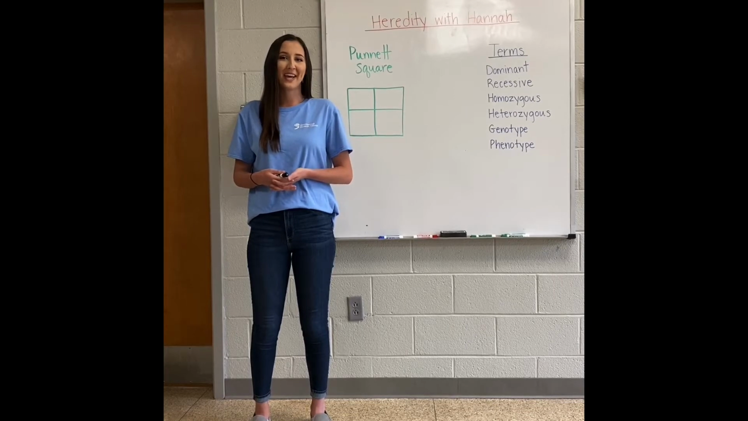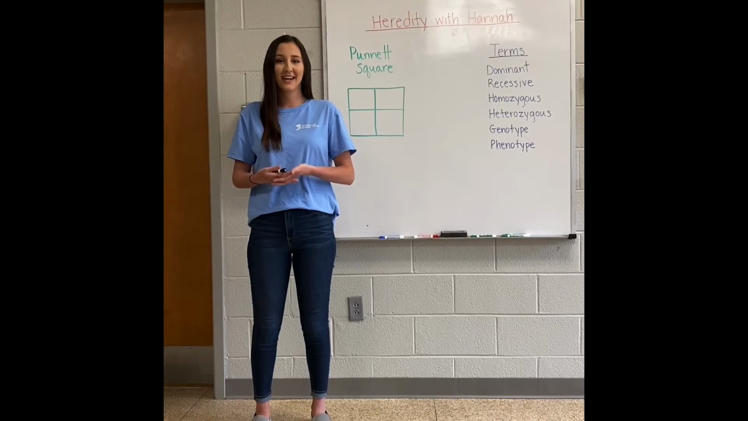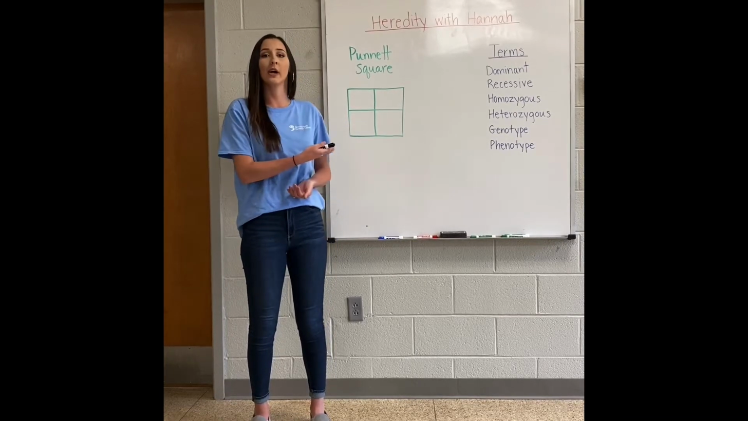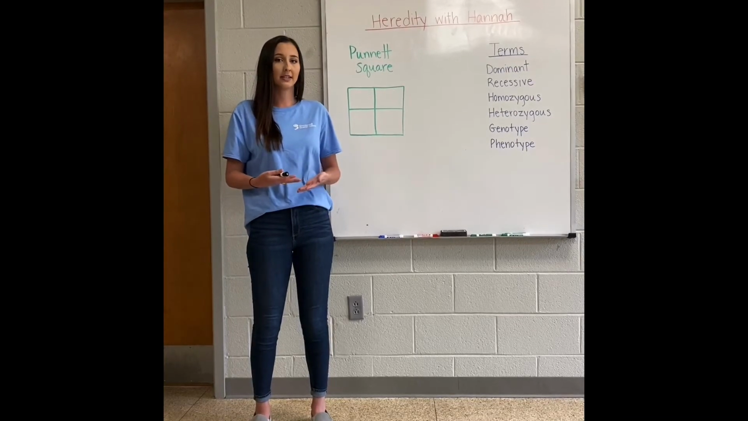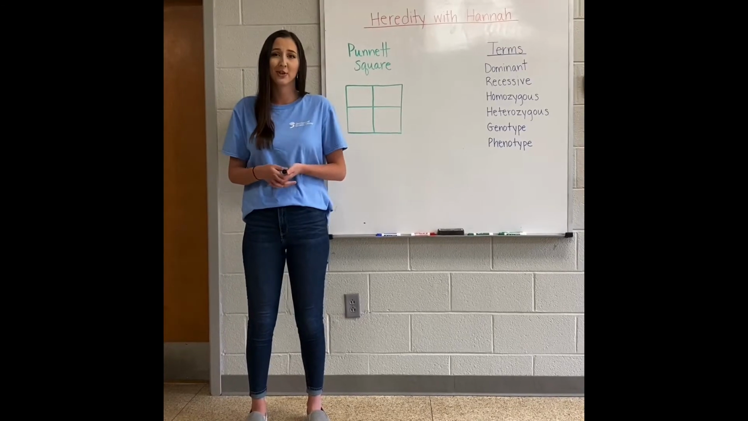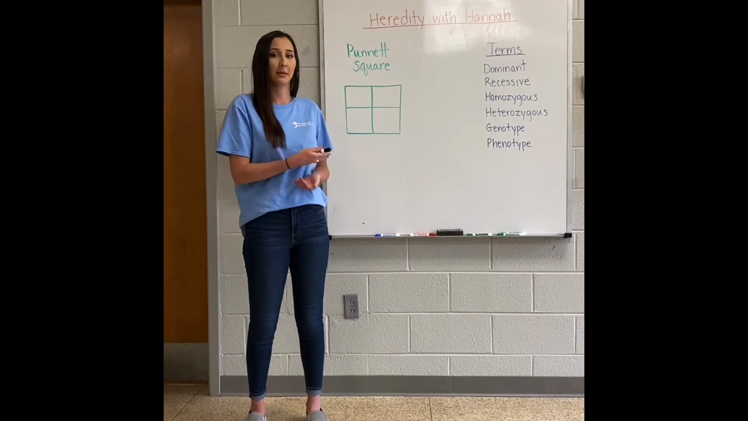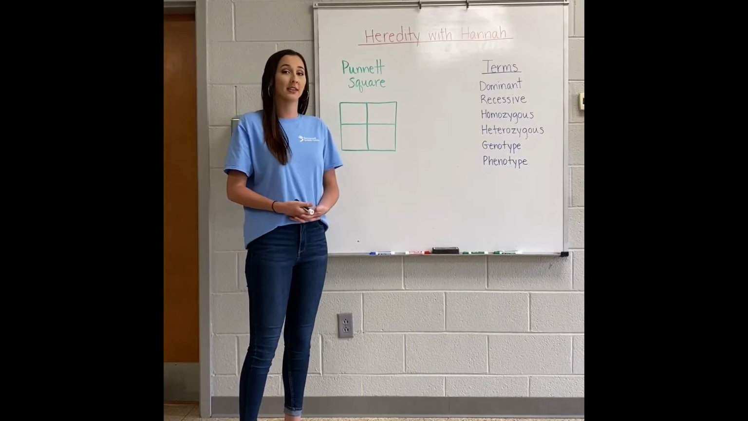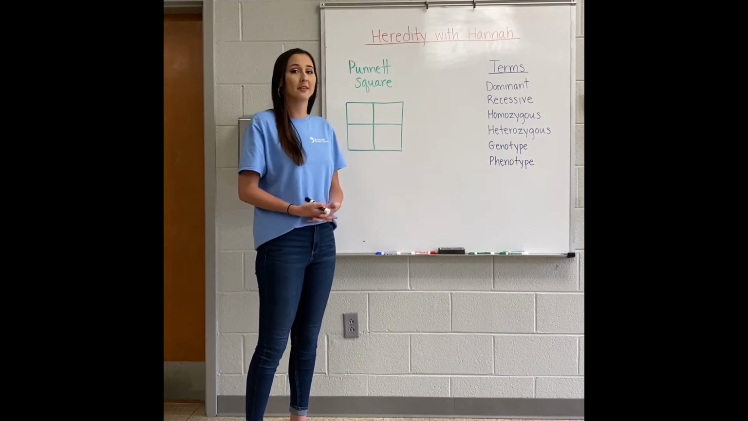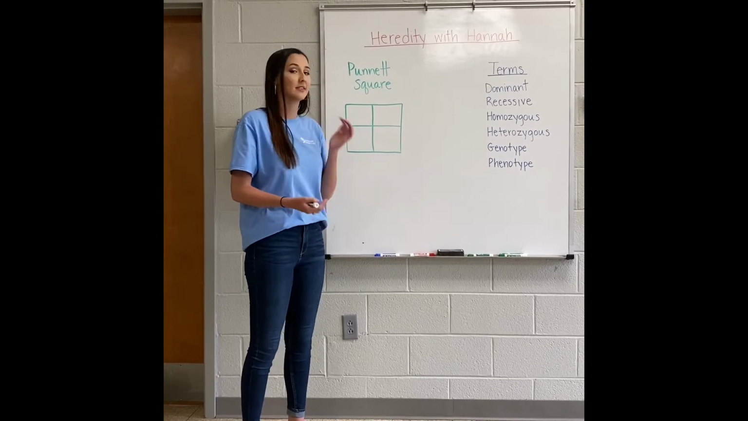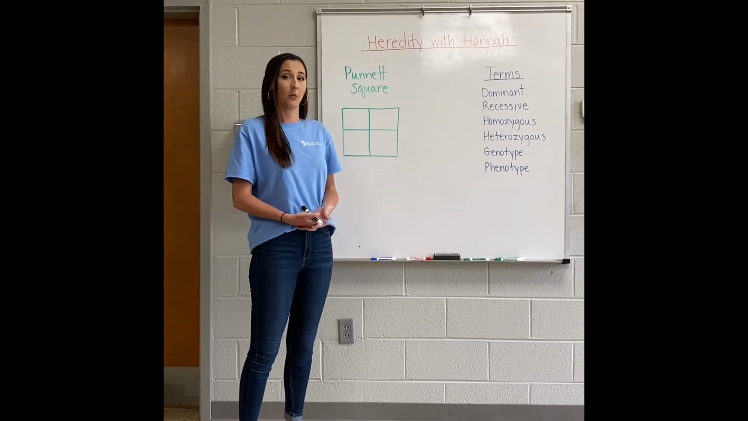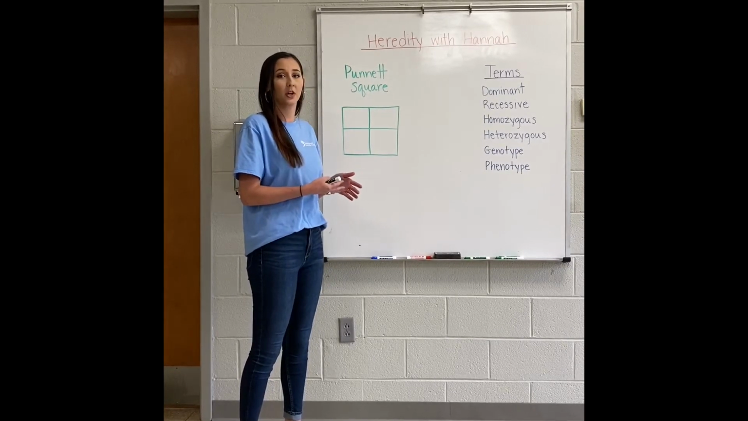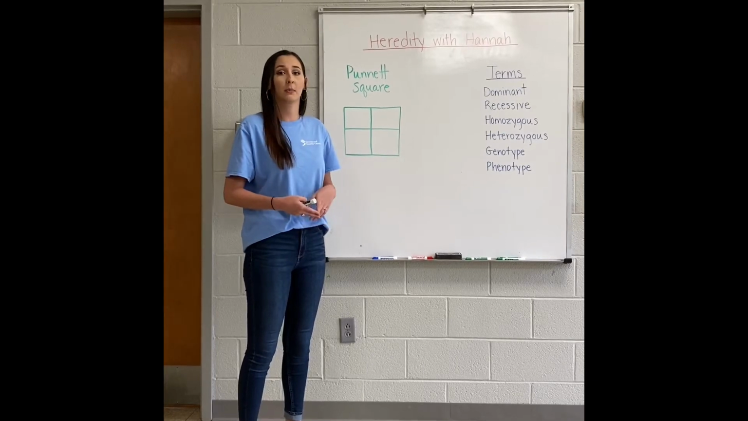So the easiest way that we can track how traits are passed down is to use what's called a Punnett Square. So we are going to talk a little bit about that today, and we are also going to talk about some of the terminology that's involved when using Punnett Squares. So for starters, when we talk about alleles, alleles can either be dominant or recessive. So we essentially have two alleles for each trait. We get one from mom, one from dad. So when we talk about alleles, we are going to use uppercase and lowercase letters to represent these alleles.